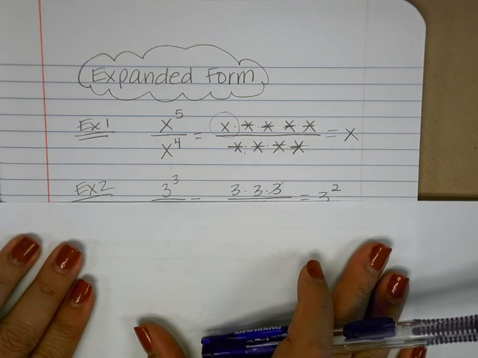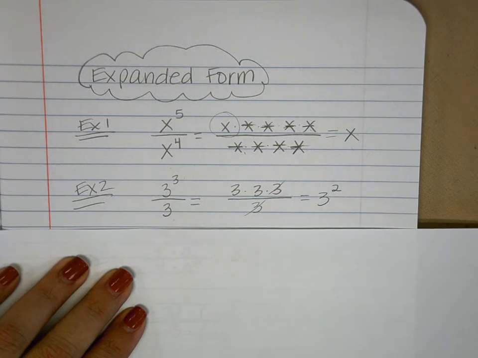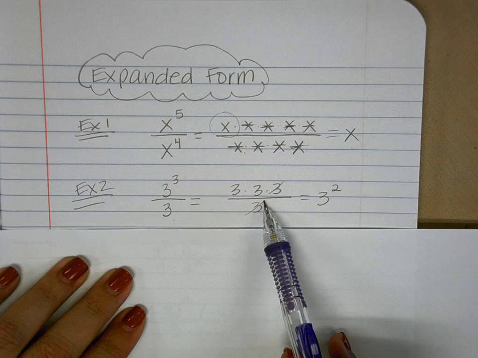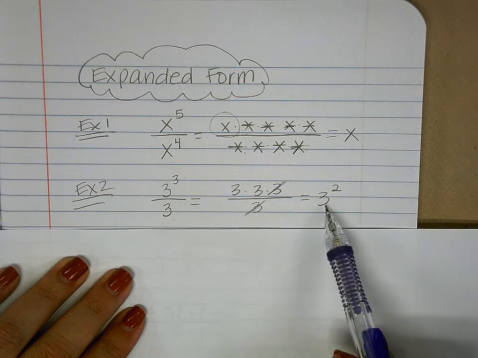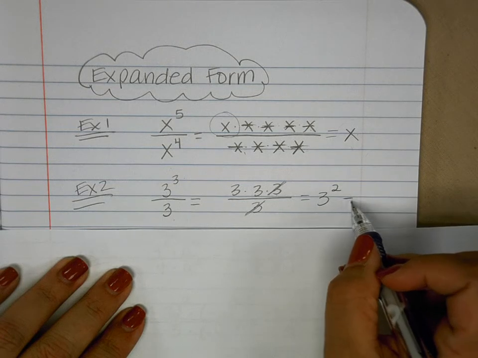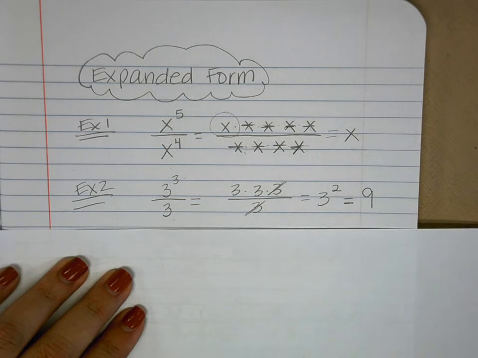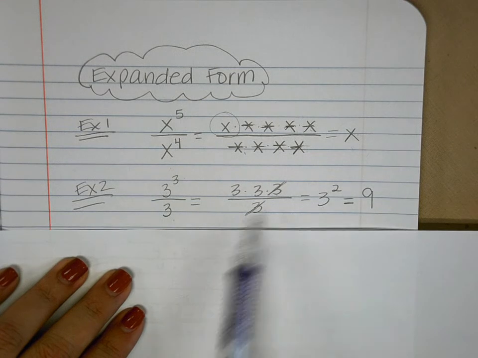Here's another one with numbers. 3 cubed over 3. So I have 3 3's on the top, 1 3 on the bottom. Cancel the bottom with one of the ones on the top, and I'm left with 2 of them. And that's 3 squared, and you could also say it equals what? 9, good. 3 times 3 is 9. Does this help seeing it this way? A little bit? You can see why we subtract.